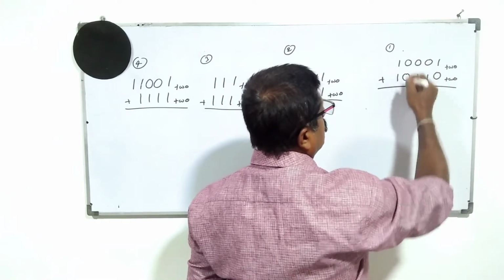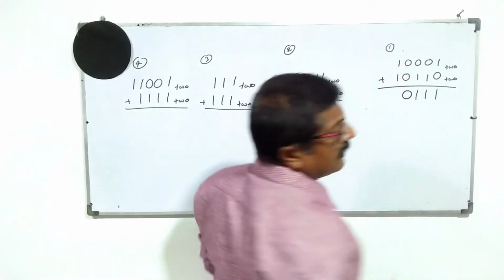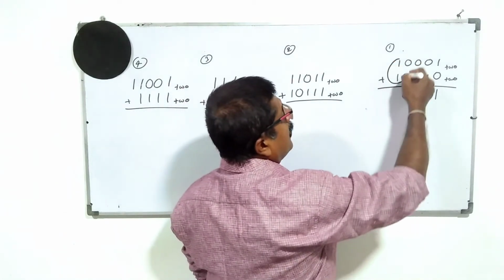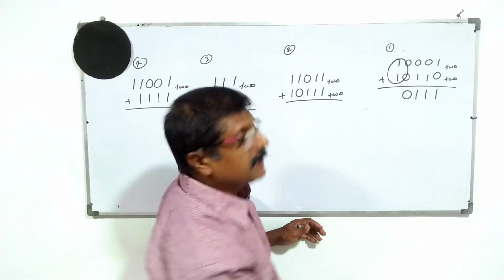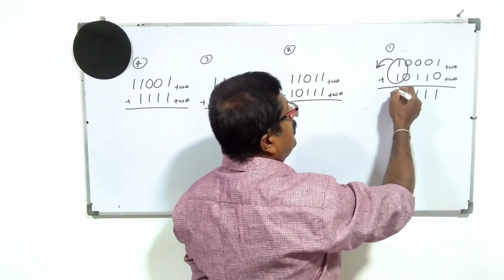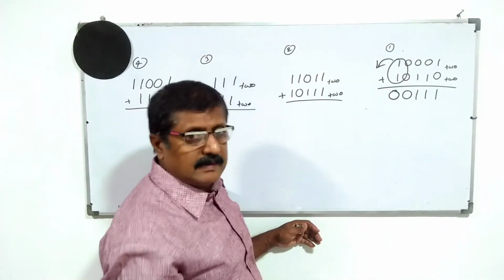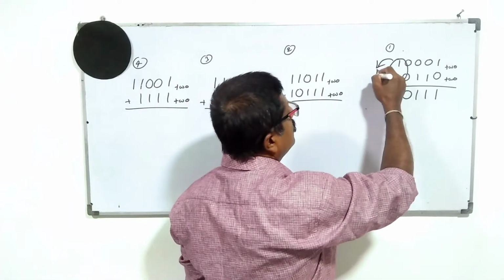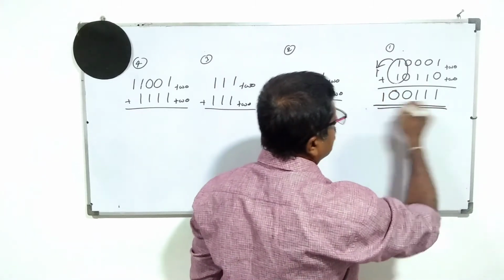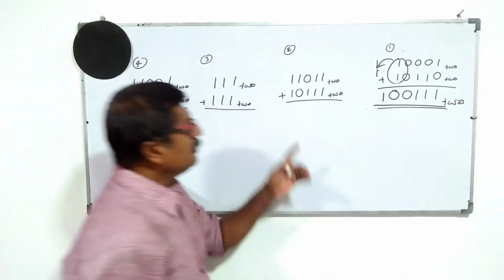0 and 1, 1. 0, 0, 0. 1 and 1. 1 and 1 make a bundle of 2 and goes to the other side. In here, nothing. That means 0. Then this one comes to this place. This is the answer.